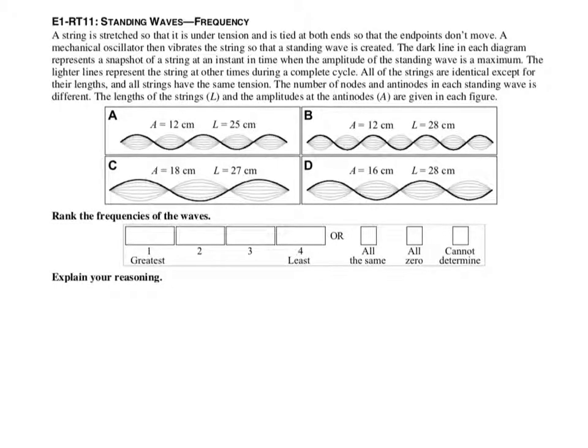Chapter 14, Sample Problem Number 11. A string is stretched so it is under tension and tied at both ends so the endpoints don't move. A mechanical oscillator then vibrates the string so a standing wave is created.